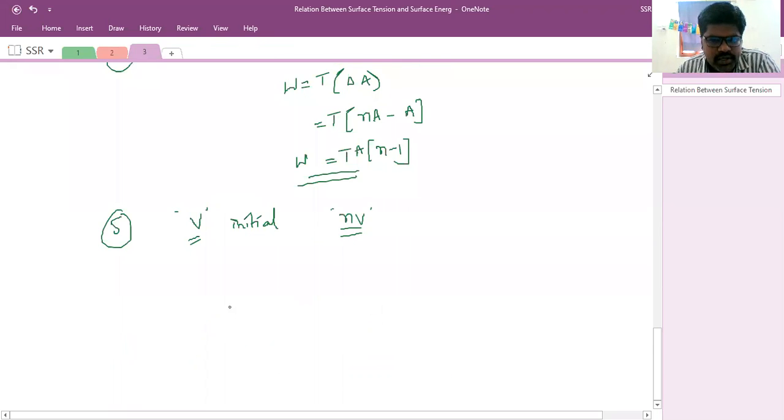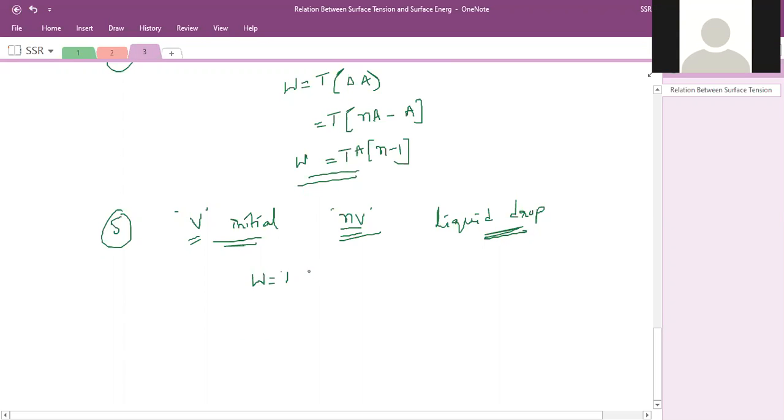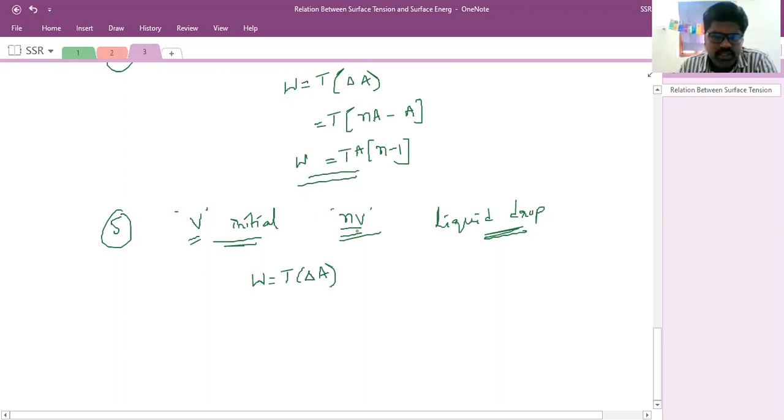For that, first, what can you write? Work done W is equal to... here a spherical drop of water, a liquid drop, as I said. Work done to increase the volume of the liquid drop from V to N times of V. We already know the work done formula: T delta A. But we need to discuss this volume. Suppose the area goes from 0 initially to A finally, where A means 4 pi R square.